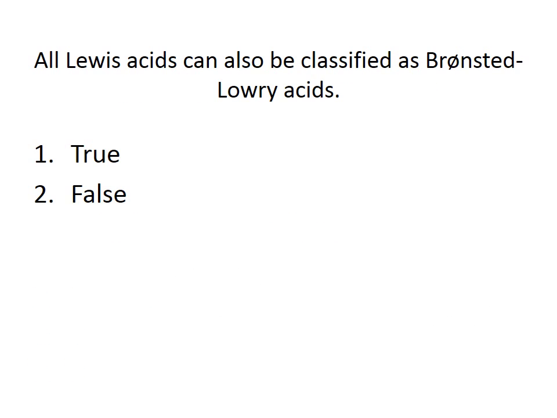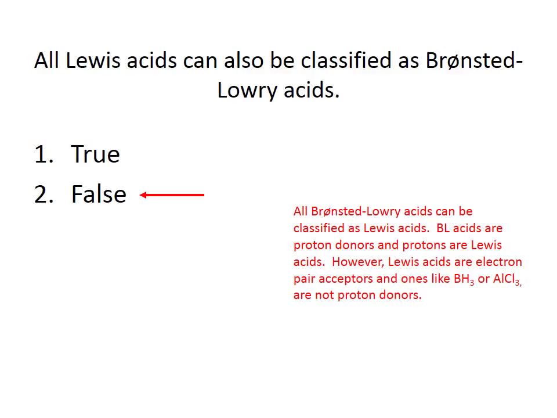All Lewis acids can also be classified as a Bronsted-Lowry acid. Is this true or false? The answer on this is false, and the reason is that Bronsted-Lowry acids are defined as proton donators, but Lewis acids are defined as basically an atom with an empty orbital that will accept a non-bonding pair. Sometimes they're the same thing. Because protons have an empty orbital, they can accept a non-bonding pair from a base, but they're also donating their own proton. But there are some that don't fit both definitions.